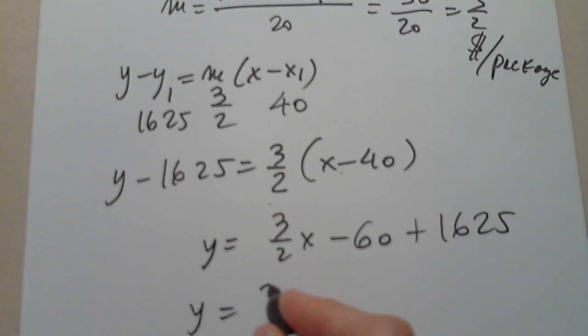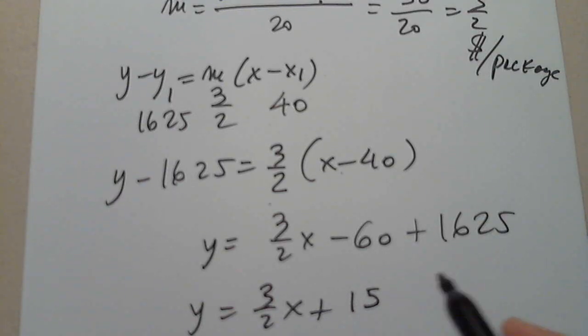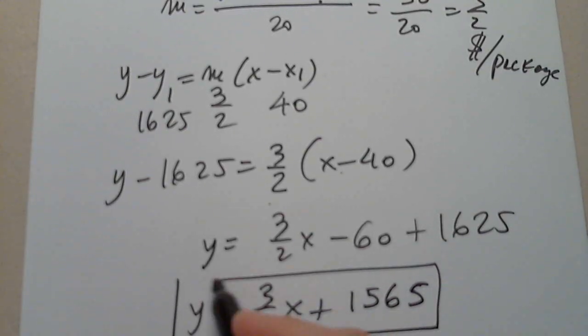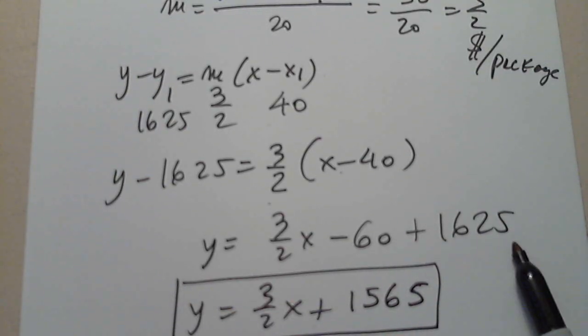So y equals 3/2 x plus, what is this? 1, 5, what is it? 6, 5, I think. So from 625, I have to subtract 60, and I get 565. So 1,565. So this is the slope-intercept form.